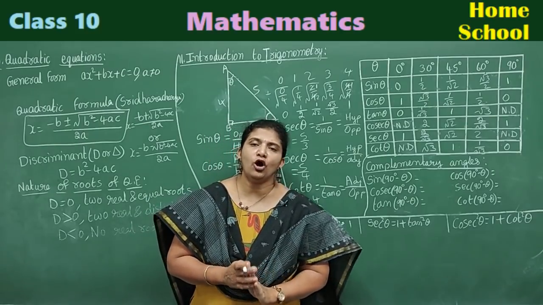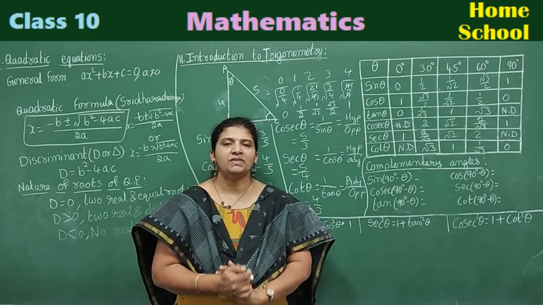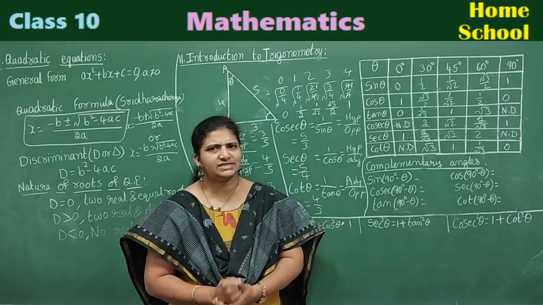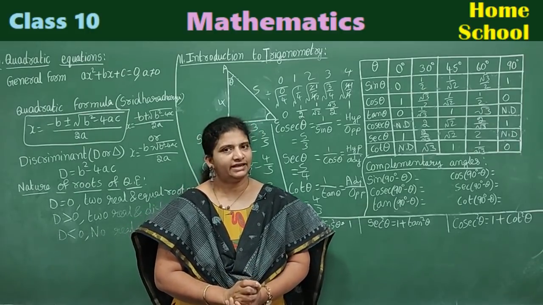Then coming to complementary angles. Complementary angles is very simple, children. The sum of the angles is 90 degrees.